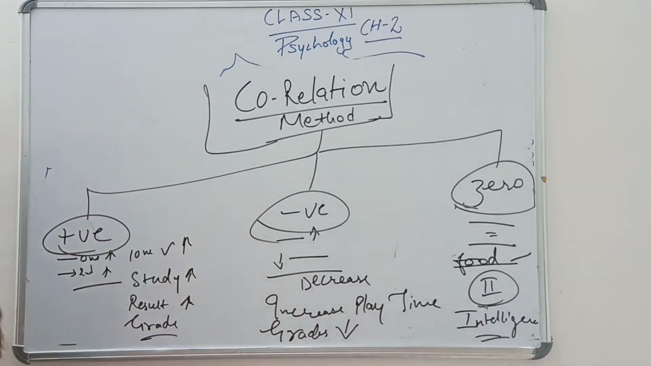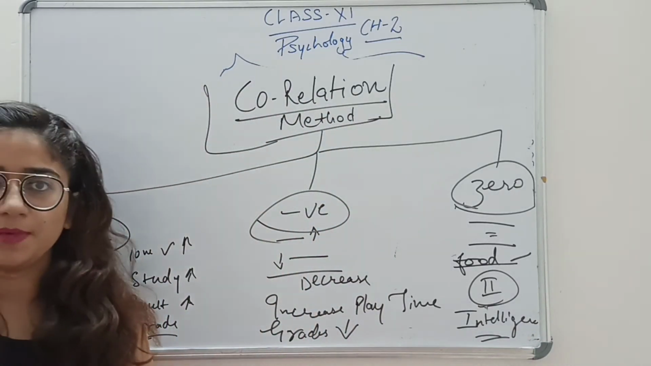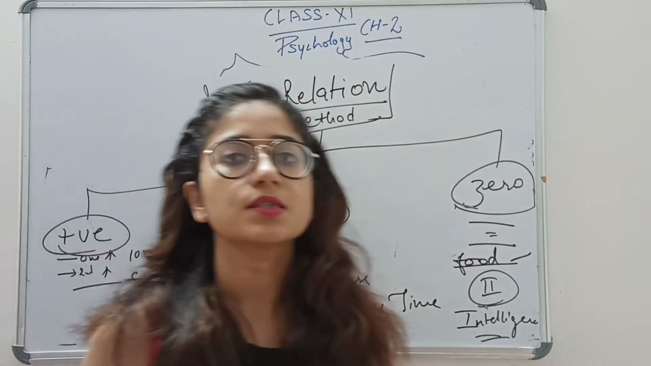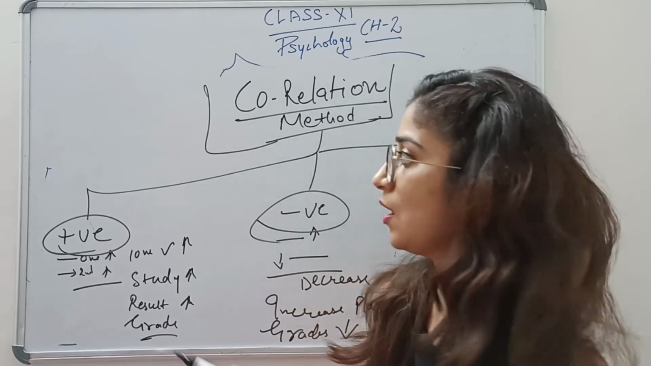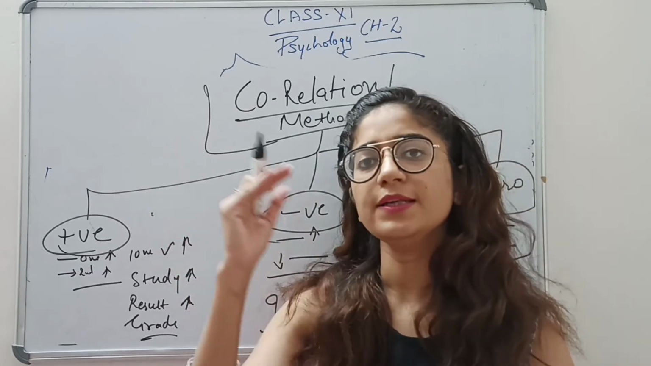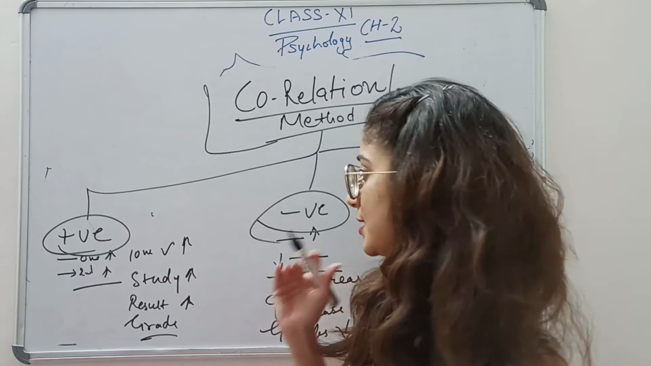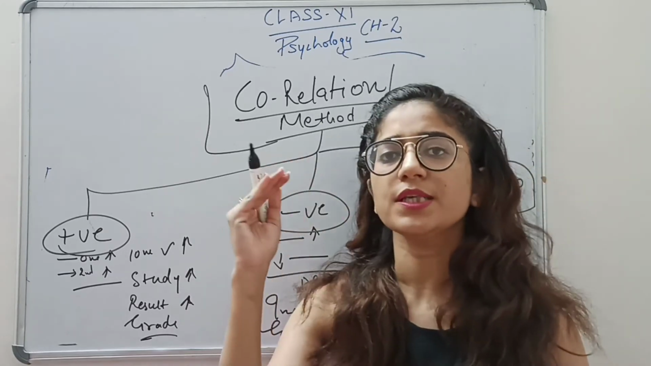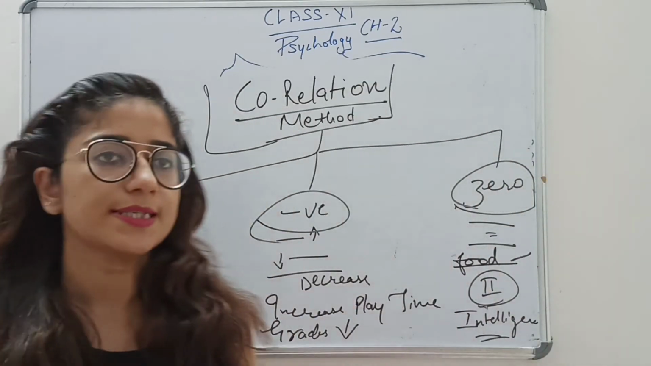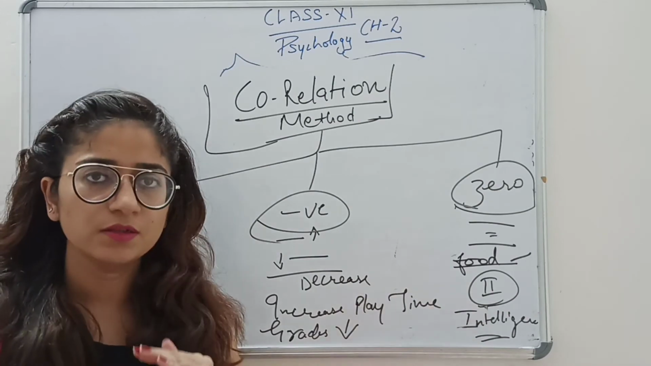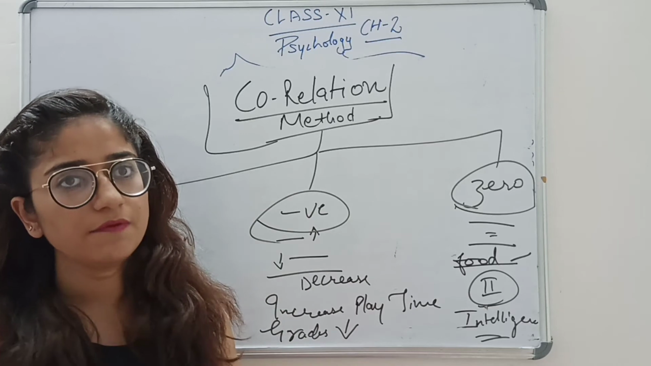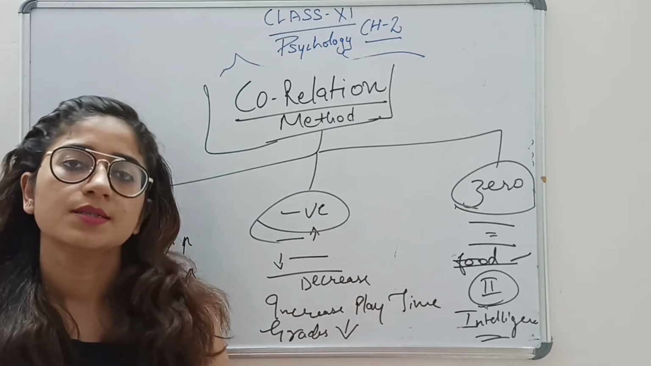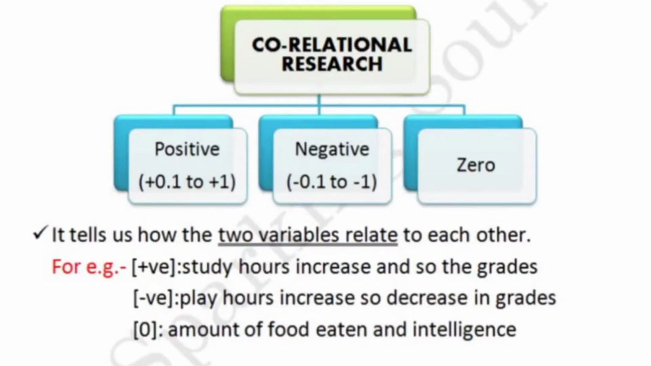Okay, so this is something about the correlation method, in which we are studying how one variable is affected by another. In positive, if one increases, the second one also increases. In negative, if one increases, then the second one decreases. And in zero, if one increases or decreases, it will not affect the second variable, it will remain the same. Okay, so this is the correlation method.